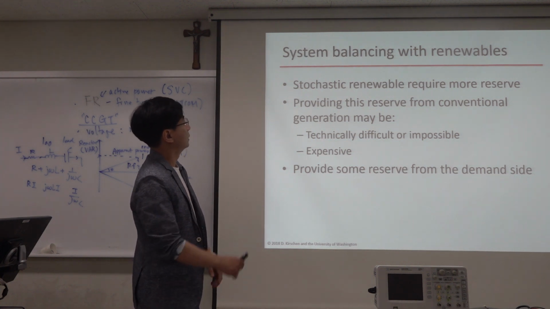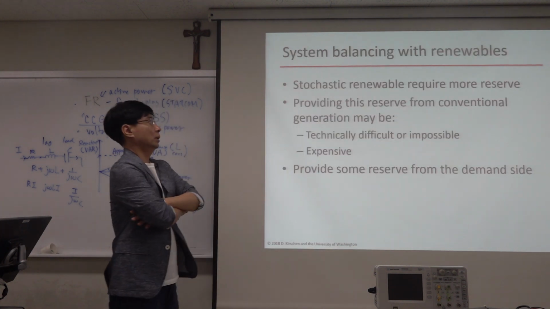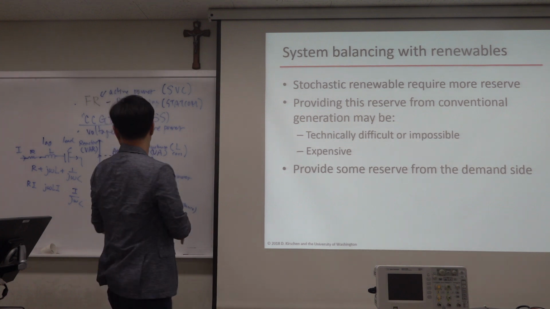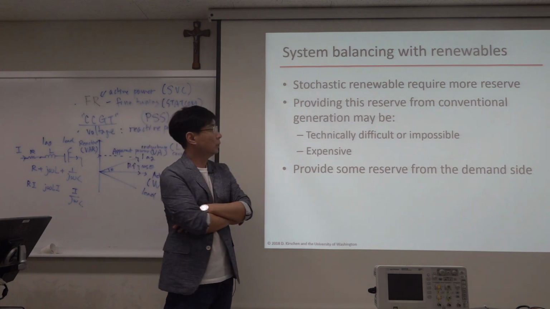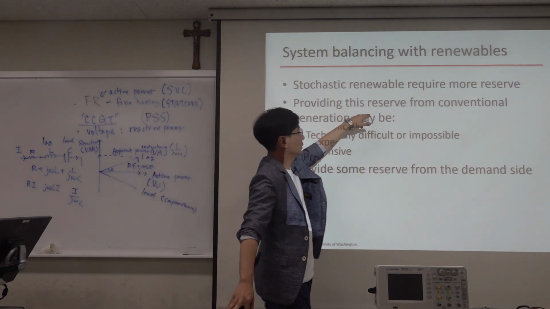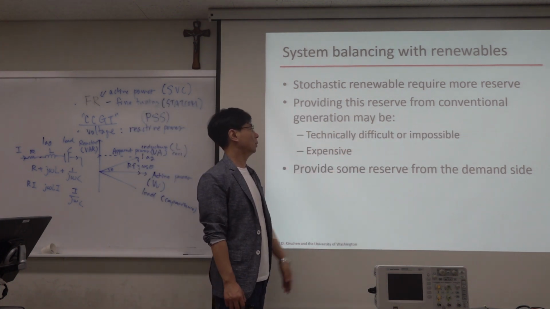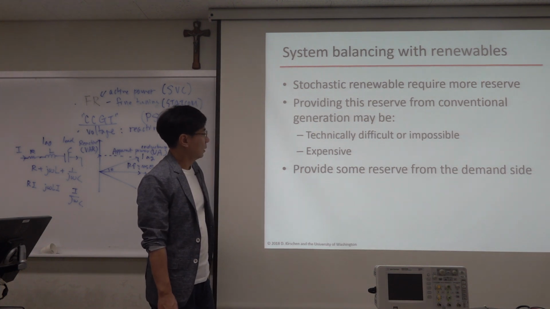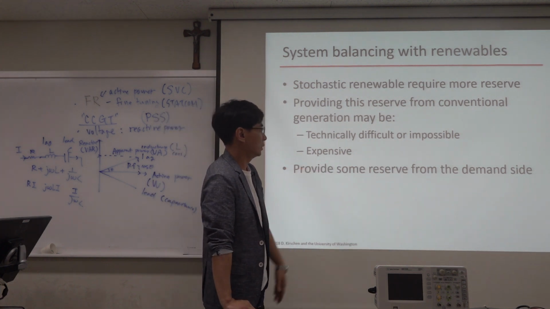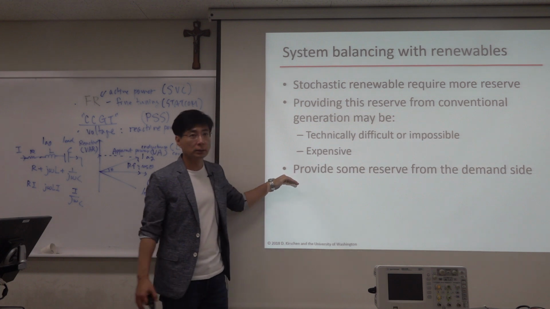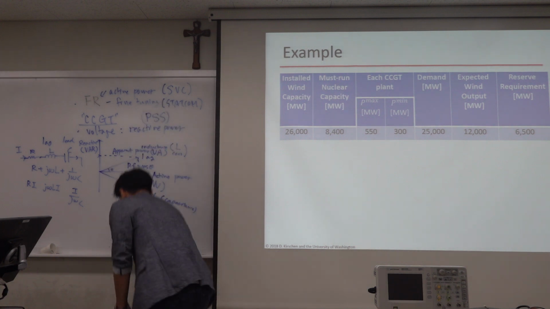Okay, so let's think about system balancing with renewables. Stochastic renewables require more reserve, as we discussed last time, and providing this contingency reserve from conventional generation may be technically difficult or impossible, and expensive. So, provide some reserve from the demand side. This is called demand response. This is pretty effective. And let's look at this example.